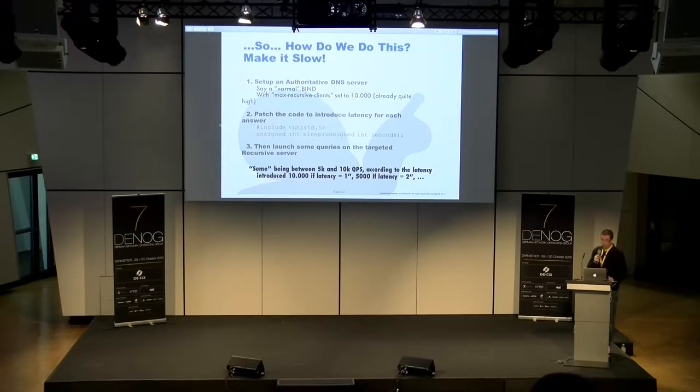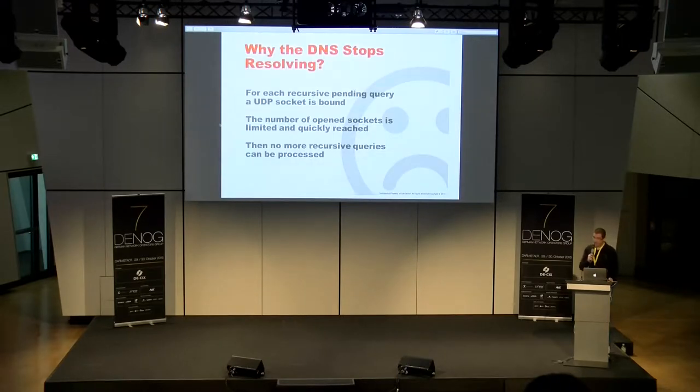And then all you need to do is launch some queries on the targeted recursive server, again using multiple DNS clients. And of course, if you do this and you have, let's say, a 2 second wait before answering on the authoritative server, you can very easily bring down the DNS server. And why does it stop resolving? Well, basically, it's because for each recursive query that you send, you have a UDP socket which is open. And of course, this number is not unlimited. So after a while, you have all of your sockets which are busy waiting to get an answer, and then you are screwed.